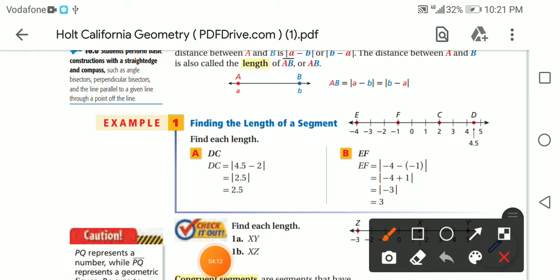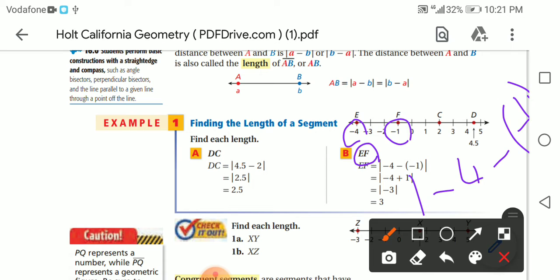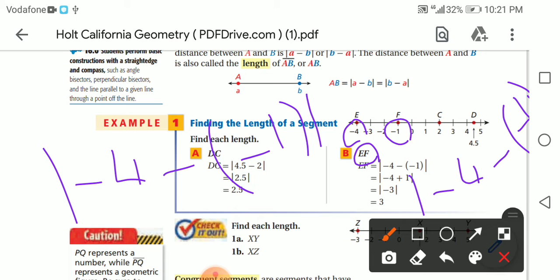If I want the distance EF, with E at negative 4 and F at negative 1, then don't forget the absolute value of negative 4 minus, open brackets, negative 1. Again, the absolute value of negative 4 minus, subtract negative 1. This is the absolute value of the subtraction of the numbers. So what do I have here, my dear students? Negative and negative. Negative times negative gives you positive 1. And I have negative 4 and positive 1.